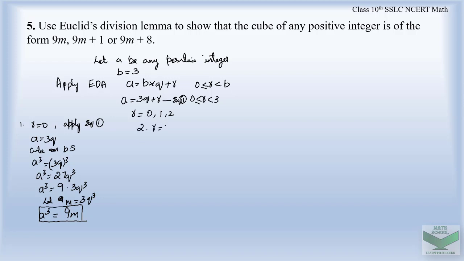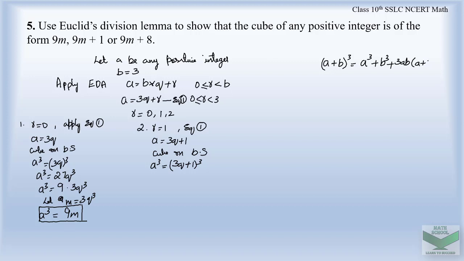Similarly, let us apply r is equal to 1 in equation 1. Therefore we get a is equal to 3q plus 1. Again cube on both the sides. We will get a cube is equal to 3q plus 1 the whole cube. Now we have to expand using the formula a plus b the whole cube. So let me write the a plus b the whole cube formula, which is a cube plus b cube plus 3ab into a plus b. Using this formula we will expand here.